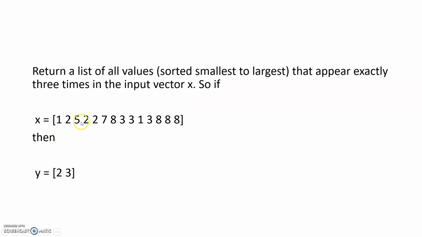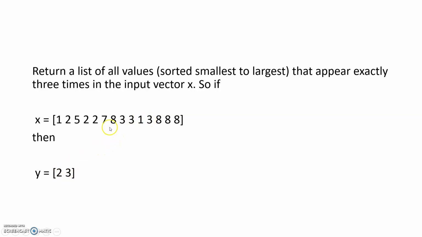So one example is given, x equal to 1 2 5 2 2 7 8 3 3 1 3 8 8 8, then the output should be 2 and 3. Why? Because 2 is appearing here, then here and here, 3 times. Nowhere else is 2 appearing, so 2 is such a value which is appearing 3 times. Similarly, if you observe, 3 is appearing here, then here and here, 3 times. Okay, so 2 and 3.